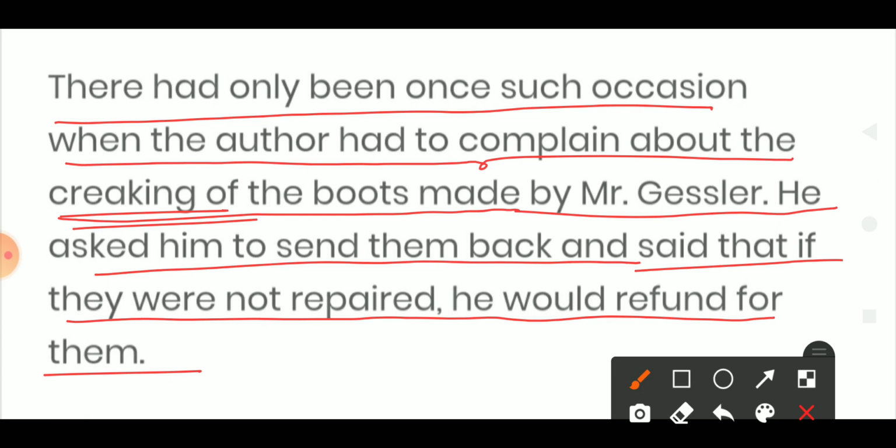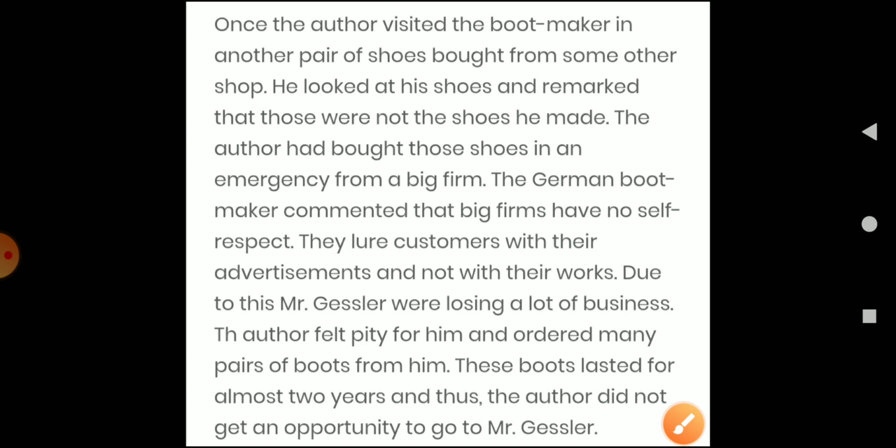He was quite a perfectionist. Even if there was a bit of a glitch in the art that he was making, he wanted to repair it, and if he was not able to do that, he was even okay with refunding the money to the customer. Okay, moving on.